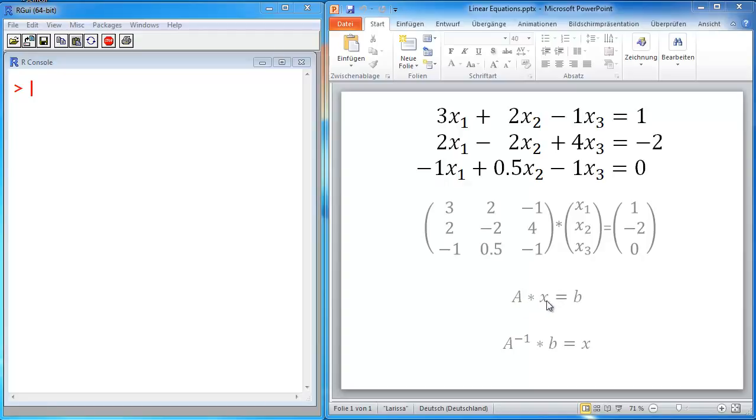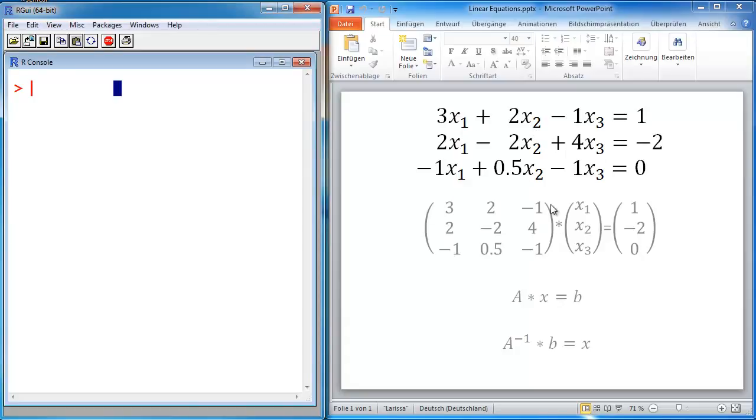And this is a short notation. Matrix A multiplied by x gives B, or if you want to get x, you multiply B by the inverse of matrix A. Now we want to solve that. We want to get the values for x1, x2, x3 with R. So first I create the matrix A.